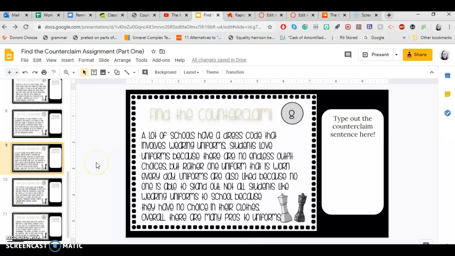Number 8. A lot of schools have a dress code that involves wearing uniforms. Students love uniforms because there are no endless outfit choices, but rather one uniform that is worn every day. Uniforms are also liked because no one is able to stand out. Not all students like wearing uniforms to school because they have no choice in their clothes. Overall, there are many pros to uniforms.